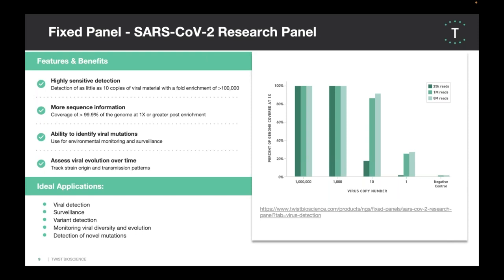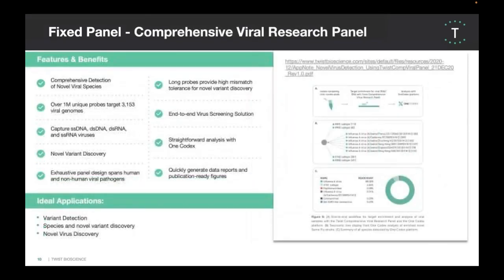the latest variants. And the same with our Comprehensive Viral Research Panel, which is a larger one, so you can capture all the variants you want to see. We have shown that you can capture Zika, you can capture monkeypox. So again, our way of probe synthesis plus our design algorithm really maximizes how much you can see in your data.